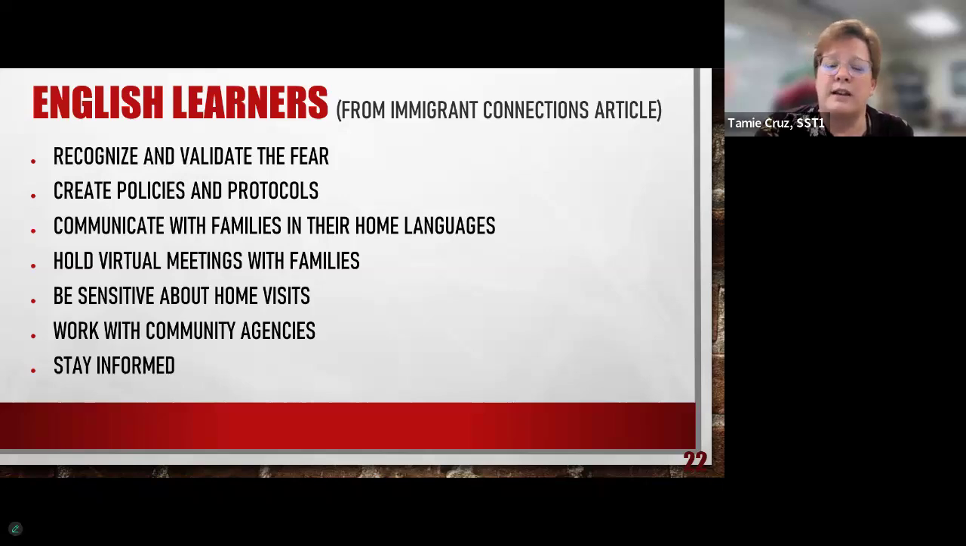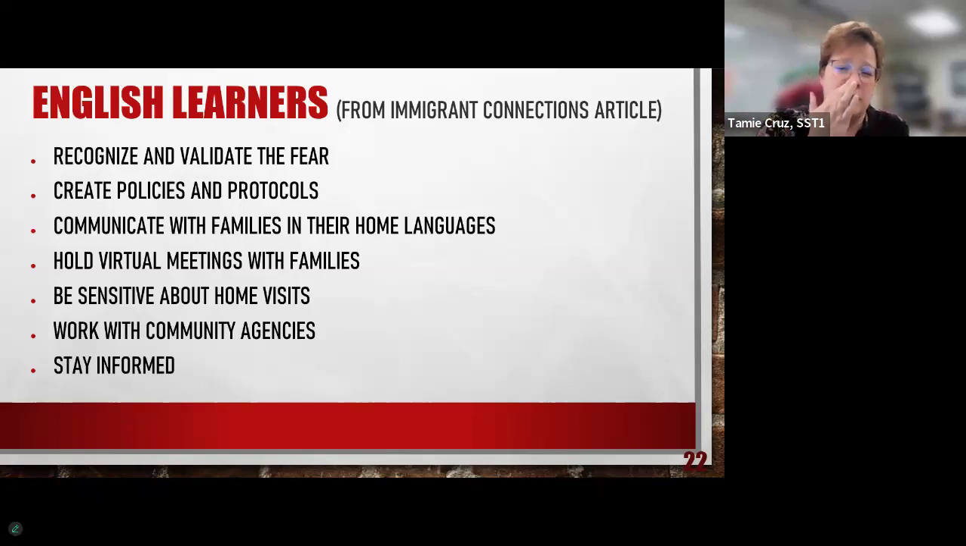Want to make sure you're working with any community agencies, so they can help you with messaging and information that is going out, so that everybody's staying on the same page, and then stay informed. If you are not on my English learner educator list, my email list, and would like to be, shoot me your email. I'm happy to put you on there.